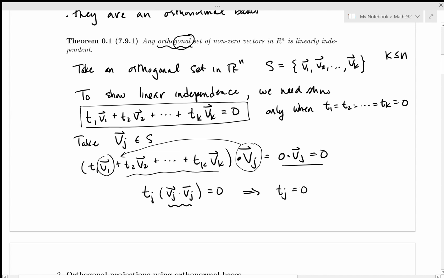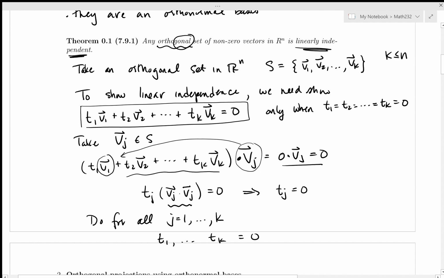And you just do that for everyone. You just imagine j running from 1 to k. Do for all of them. And that tells you, do for all j equals 1 through k, and that will tell you that T1 through Tk is equal to 0. And that's exactly what we wanted to show. So that does mean that any orthogonal set is linearly independent.